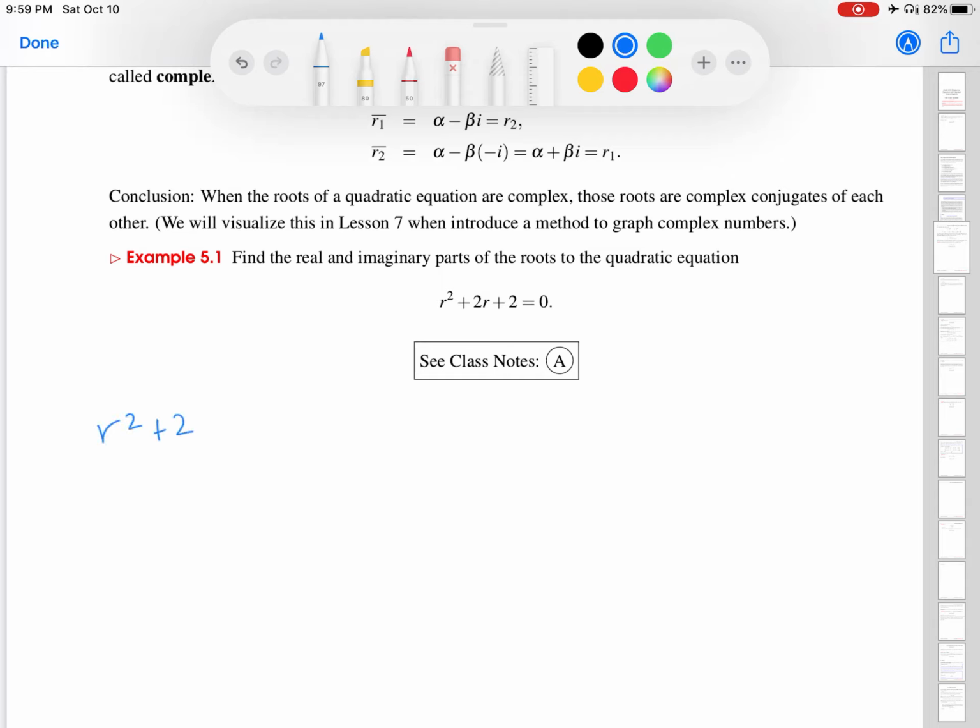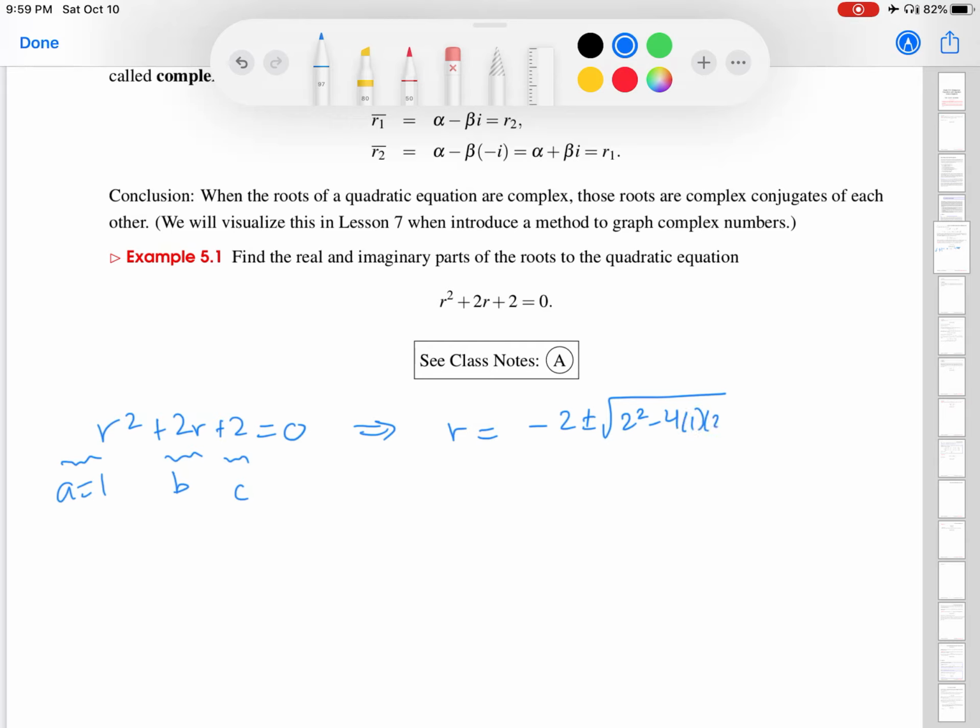So I'm going to do that by just using the quadratic formula, partly to remind you what that is, but also to illustrate how we extract the real and imaginary parts of the roots from this. So this here is my B, this is my C, and then A, you can't see it, A equals 1. So we'll do negative B plus or minus the square root of B squared minus 4AC all over 2A. And then we'll simplify here.